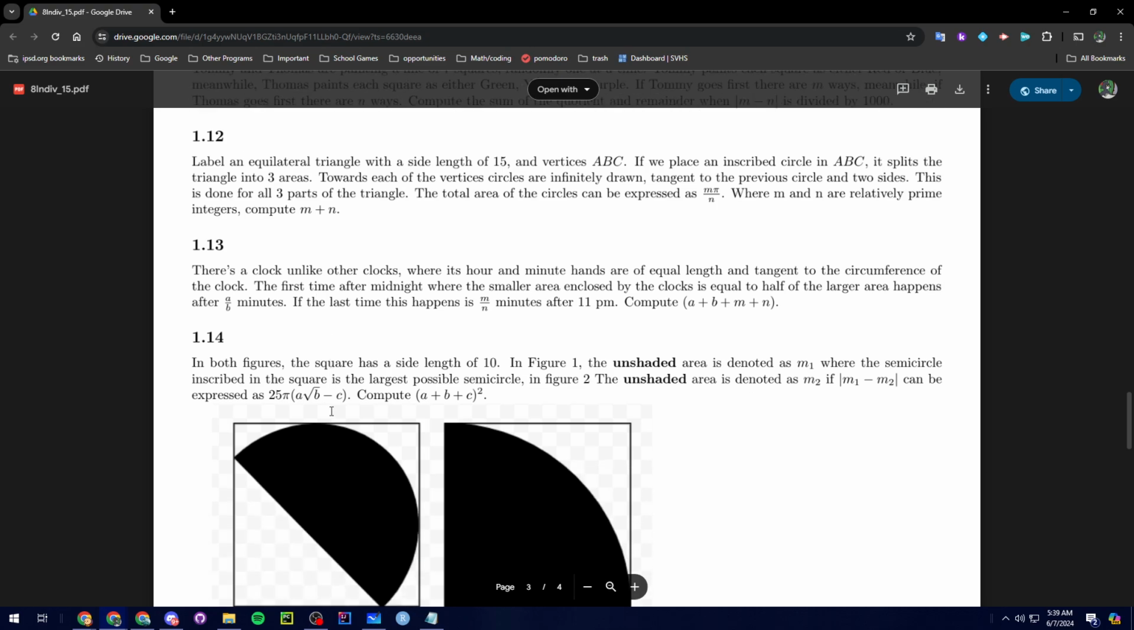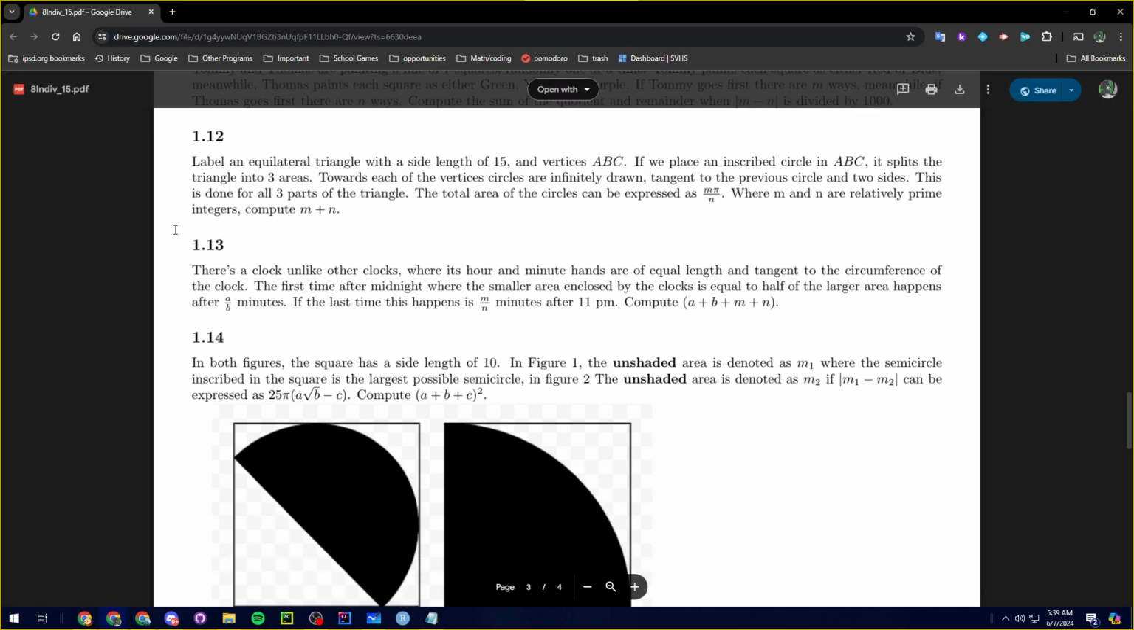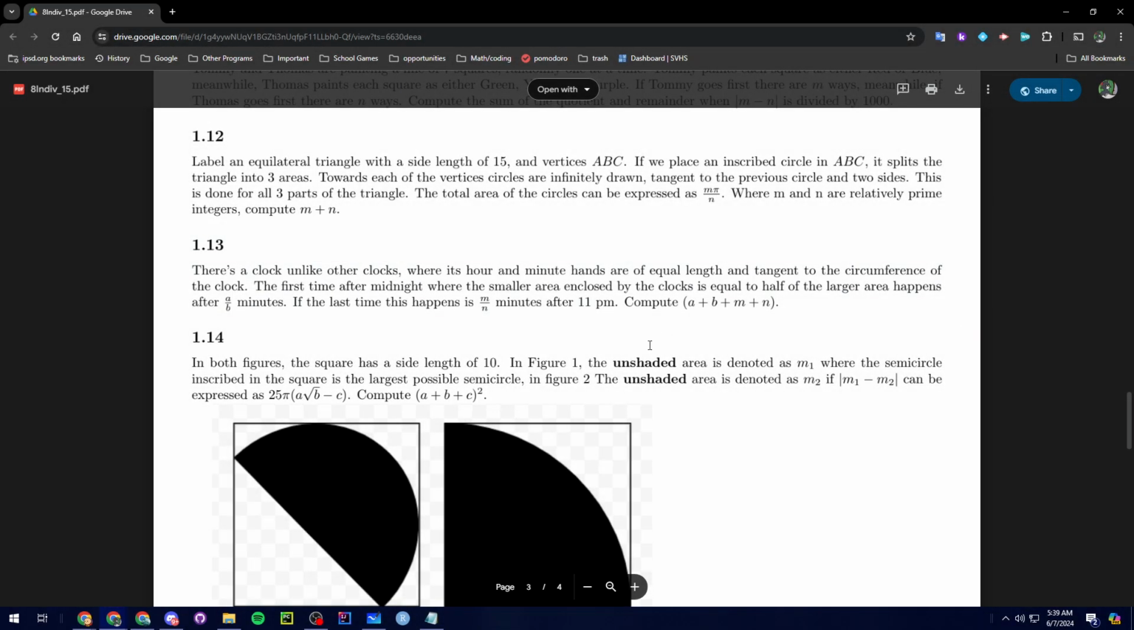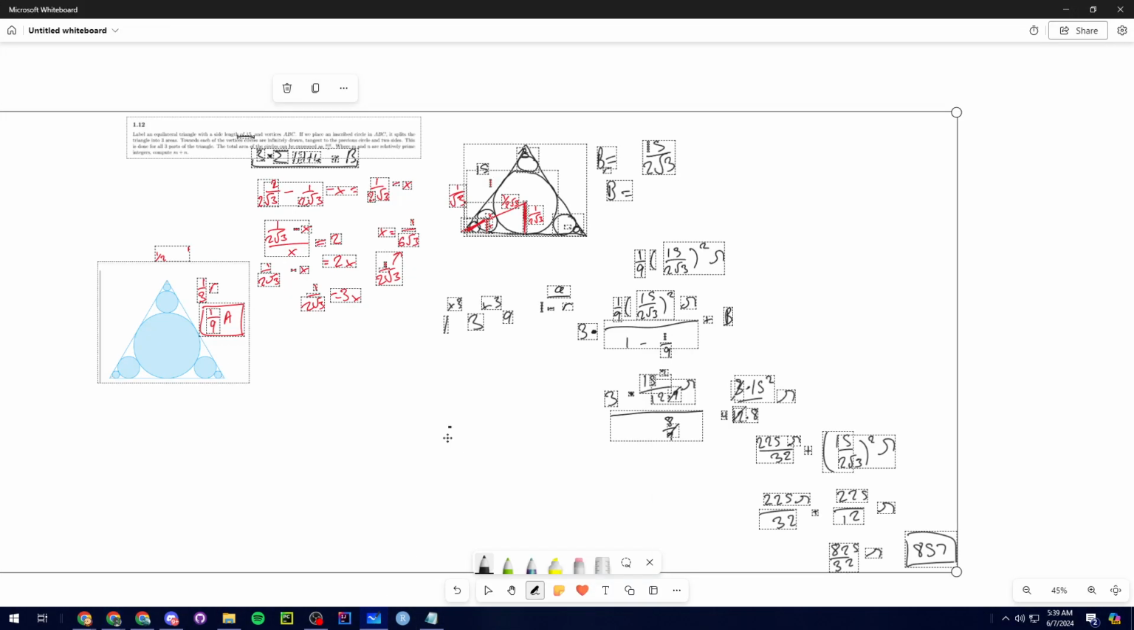All right, problem 13. I think problem 13 is a lot easier than problem 12, so let's get started.